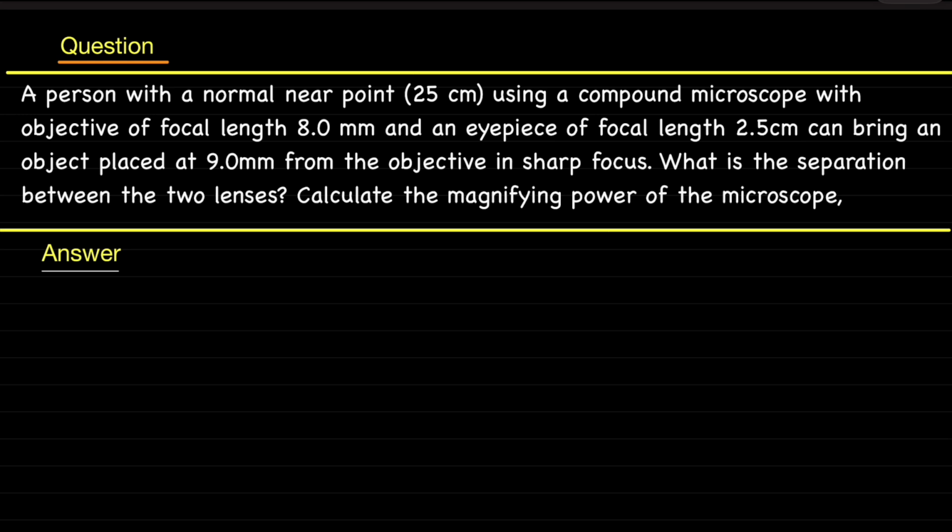This is the first part of the question. And in the second part, we have to calculate the magnifying power of the microscope. So in this question, we have two subsections. In the first part, we have to find the separation between the lenses. And in the second, we need to find the magnifying power of the microscope. So let's solve this question.